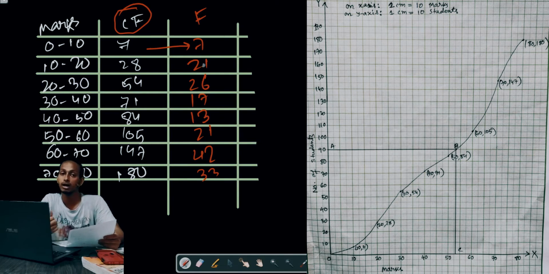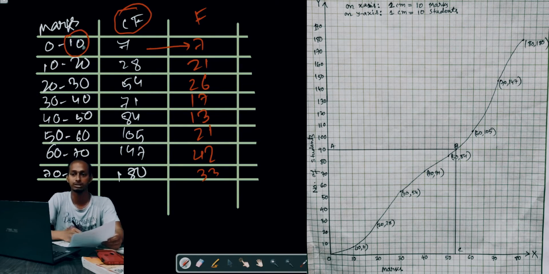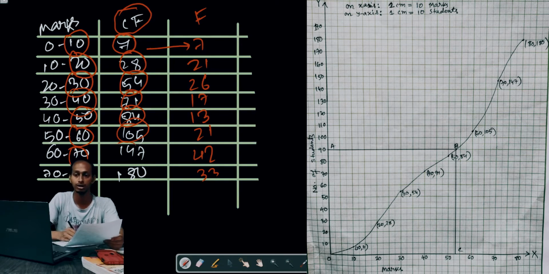Now the ogive on the graph paper has to be drawn with coordinates. How do we get the coordinates? We can do it this way. We take 10, and in the first class we take the cumulative frequency. So (10, 7) is the first coordinate. Then the next ones proceed in the same manner: (20, 28), (30, 54), (40, 71), (50, 84), (60, 105), (70, 147), (80, 180).